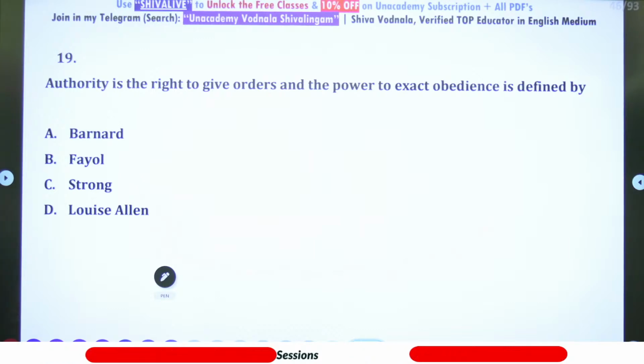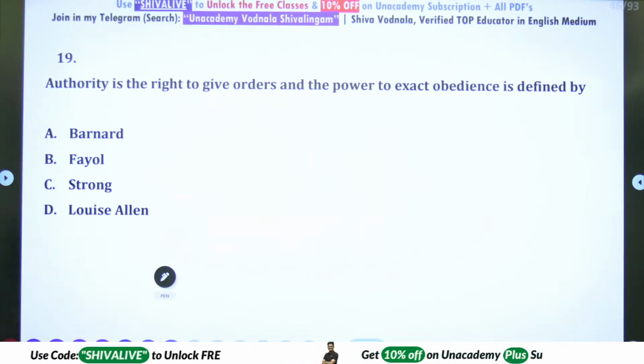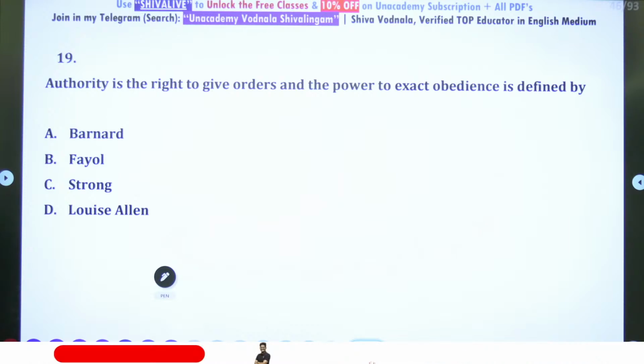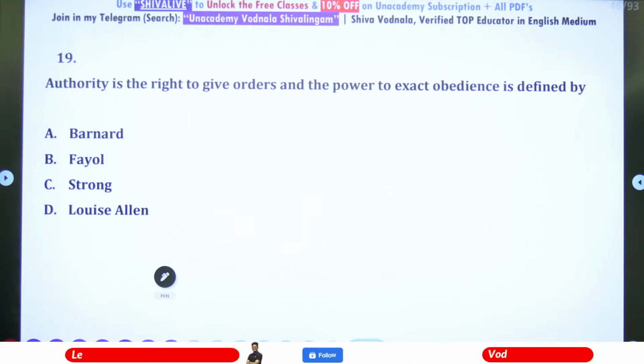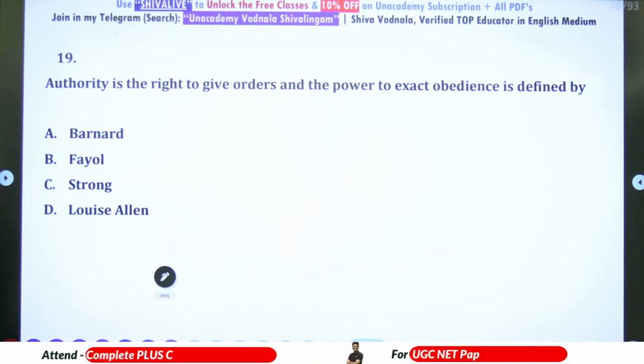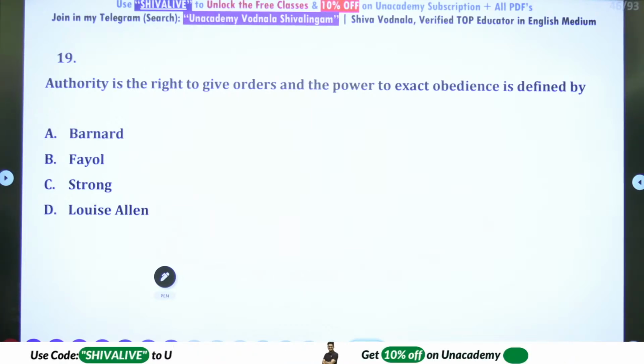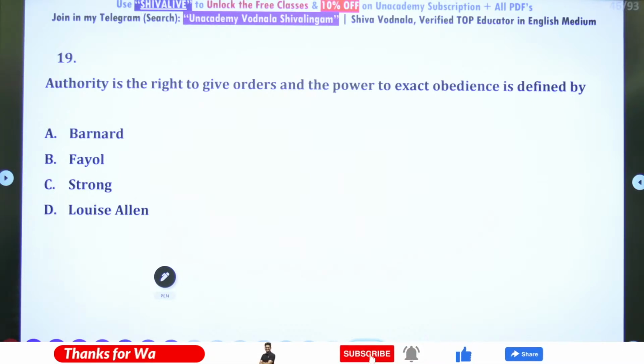Next, authority is the right to give orders and the power to exact obedience. Defined by: Bernard Fayol, Henry Fayol, Strong, Louis Allen. Who gave this? We know only Fayol, that is why we are giving that one.